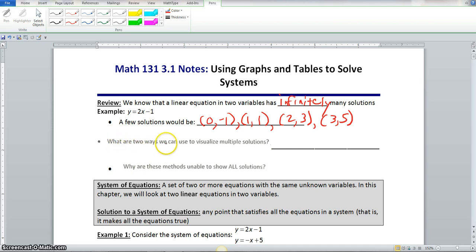It says here, what are two ways we can use to visualize multiple solutions? We could do that by tables and graphs. Why are these methods unable to show all solutions? Because they would have to go on forever.